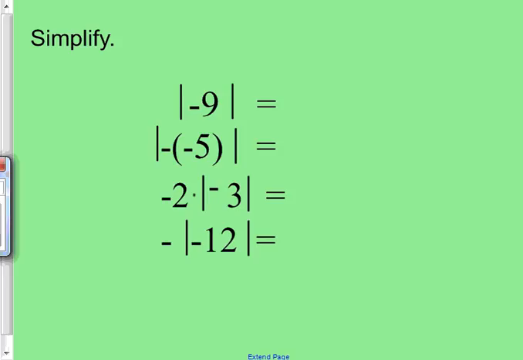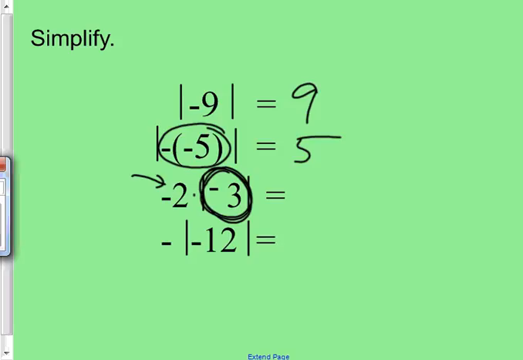Okay, so here we go. Absolute value of -9 means how far is it from 0? And it's 9 spots away from 0. Absolute values are kind of like parentheses. You have to go inside and do what's inside. Do you know what a double negative right next to each other means? Positive. So that's +5, and then you make it the absolute value, which means how far is that from 0? And it's 5. Okay, this one. How far is this from 0? 3. And then you times it by -2 makes -6. Very good. And this last one is 12 spots away from 0, but then we make it -12.